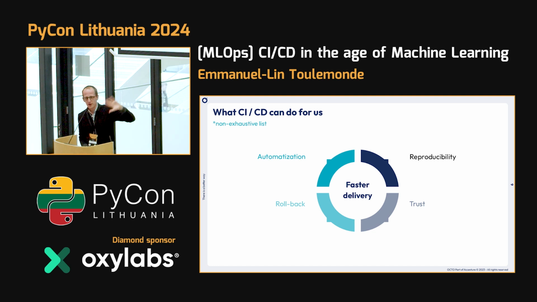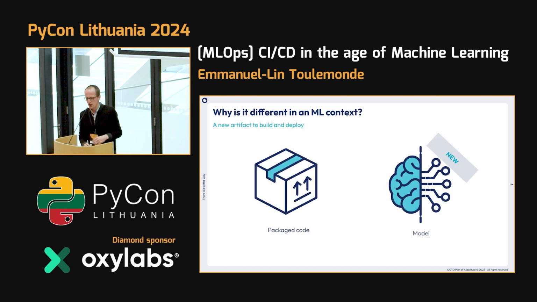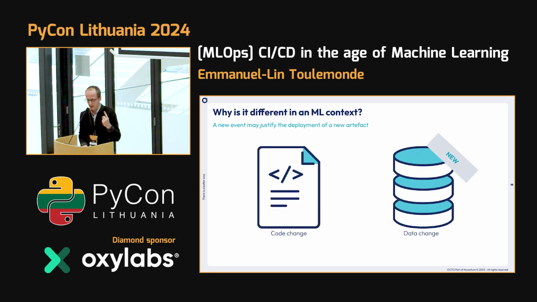Okay, so this is about software engineering. This is about code. In machine learning, it's a bit different because of course we do code and we package it and we deploy it, but we have this other thing which is called a model. You know, a model, you train it on some data to do some stuff and then you deploy it and you make some inferences. So training it is like building an artifact, and you have to register it somewhere and then you have to deploy it into your production environment, right? So, two artifacts and not just one.